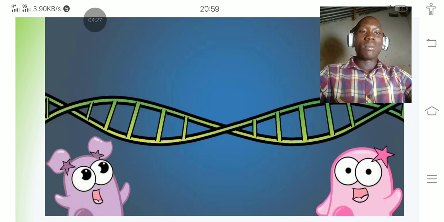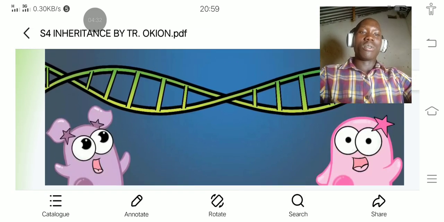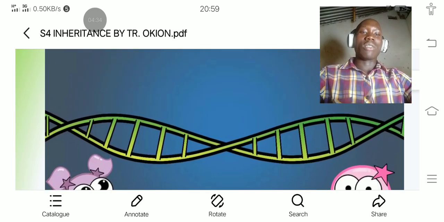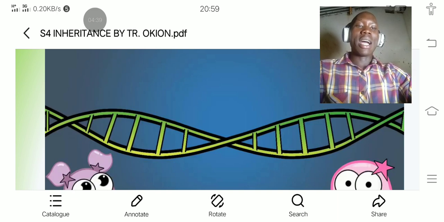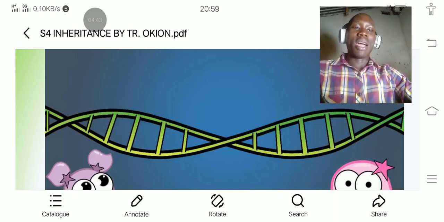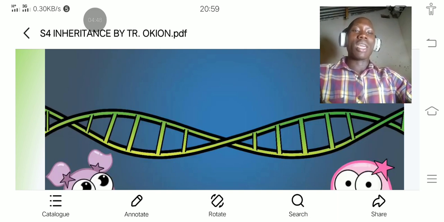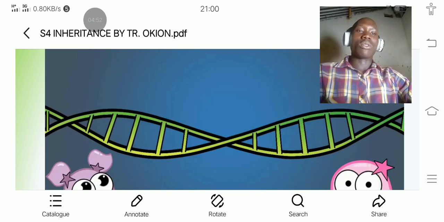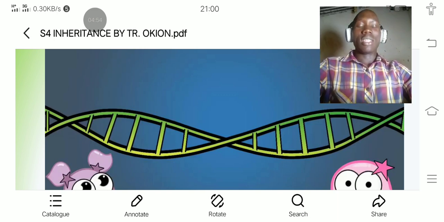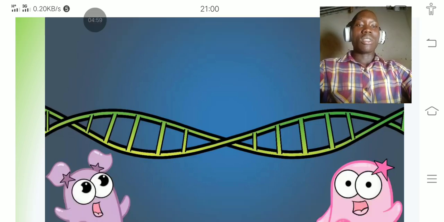So let's start with the interphase stage of meiosis. You are seeing this is a DNA. The structure of DNA is a double helix. These ladder-like structures you see, this is the DNA. These are base pairing. So the DNA is double helix, it's double-stranded, with one strand and the other strand. These are called the bases.